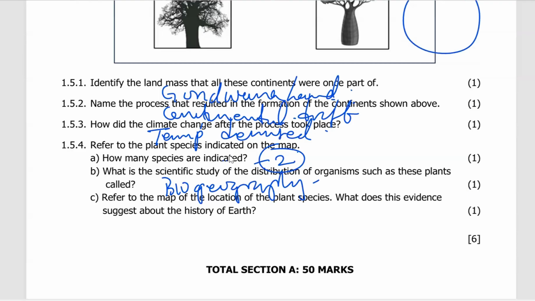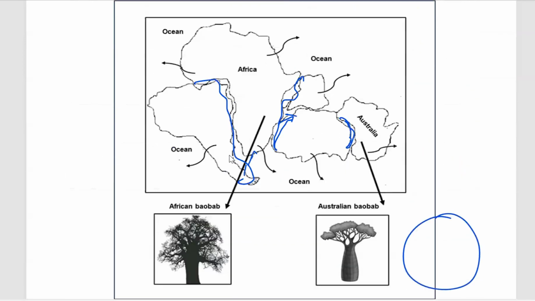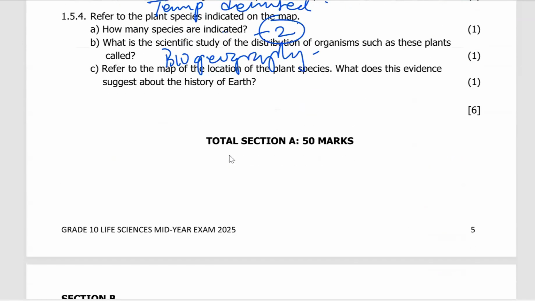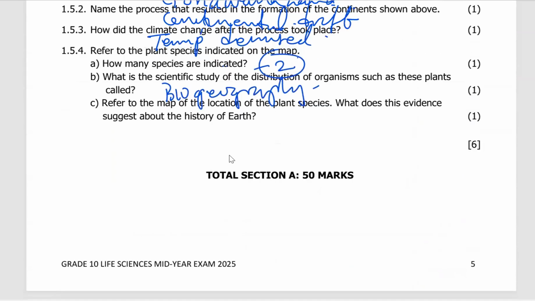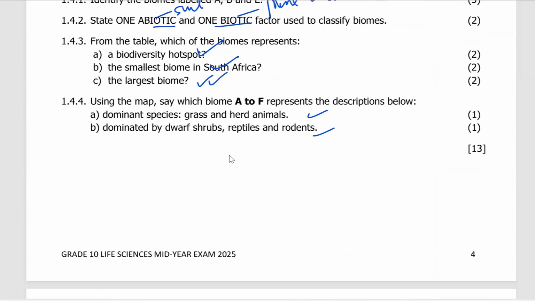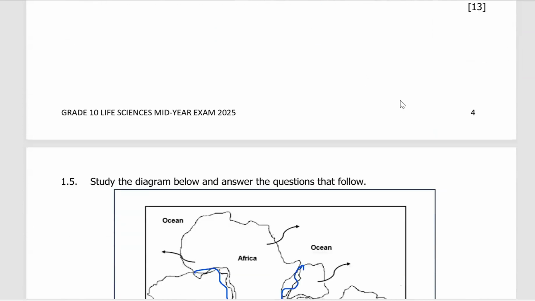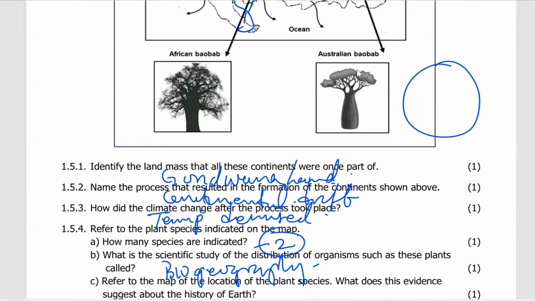What does this evidence suggest? So you will see that it was once one mass. It was one mass before the splitting happened. So basically that is section A, and in section A we were able to get 50 marks.